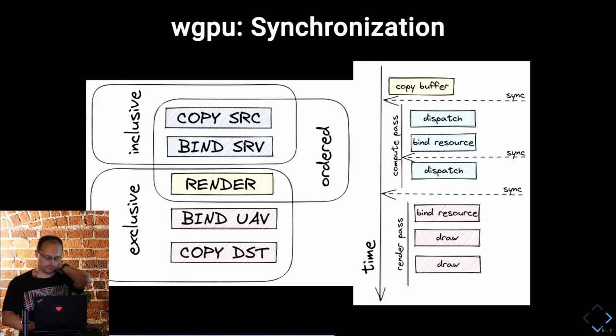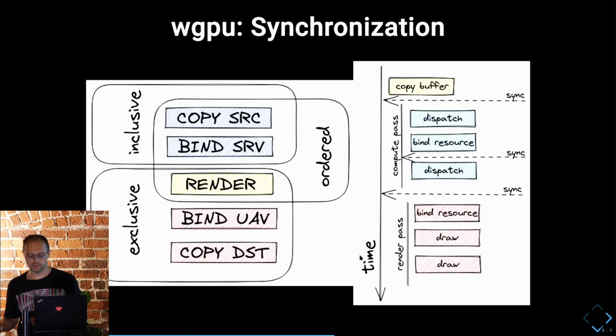Synchronization one, so this is deeply technical. Every resource can have some combination of usages. Those on the left are different usages. For example, a copy is a usage. Binding to a shader is a usage. And some of those usages can work with each other, like they are shared. Some of them are exclusive, like copy destination is exclusive. You can't use it together with anything. So this is sort of like Rust mut versus non-mut kind of thing. In addition, there are ordering guarantees about how this is accessed.